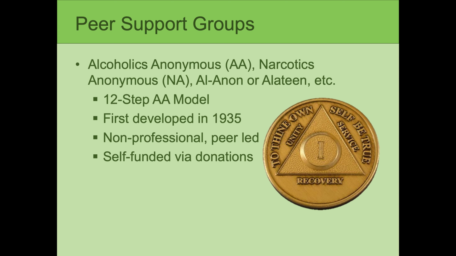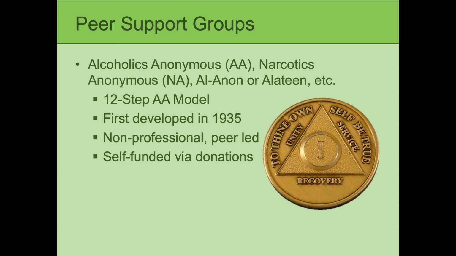So AA is one of the oldest peer support groups. It's based on the abstinence model. Basically, this is a group of non-professionals who help each other support one another through this one day at a time mentality of trying to get to complete abstinence and trying to maintain and avoid relapse.